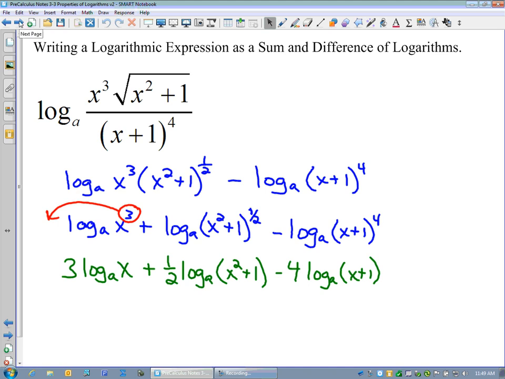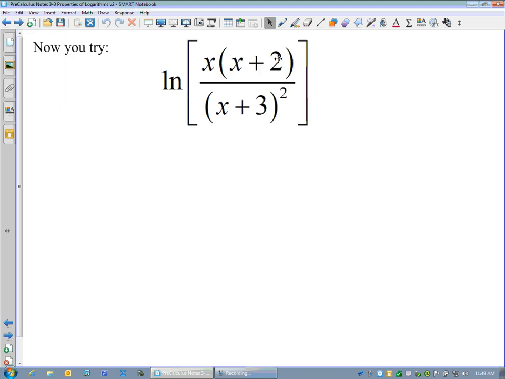So now let's let you try one. This will be your problem, and this time we're using natural log. But the directions are the same. Go ahead and break that up into the sum or difference of logarithms. And you can go ahead and pause the tape, work the problem, and when you're done, then you can come back.